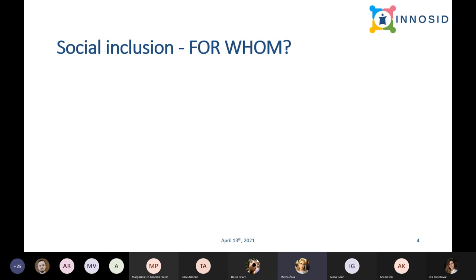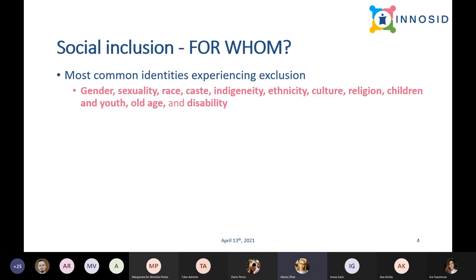So this is in general. Because identity is defined like that, the most common identities that we can observe are those based on gender, sexuality, race, culture, religion, old age, disability, and I'm certain that there are many more identities that are experiencing exclusions, and that these are just some common ones that we can see every day.